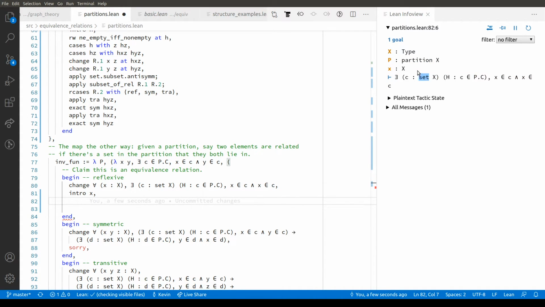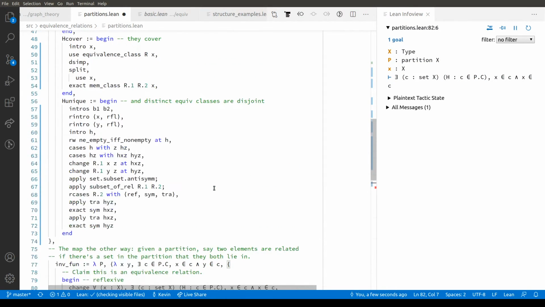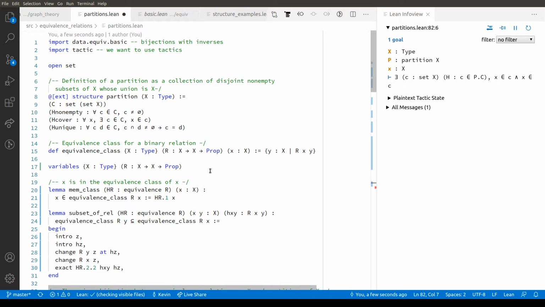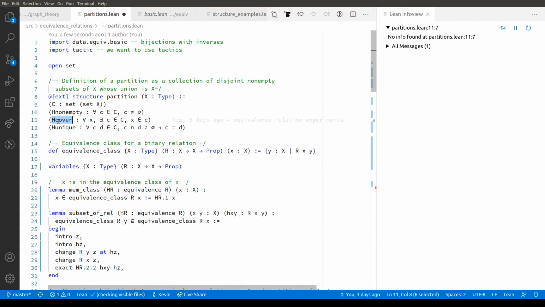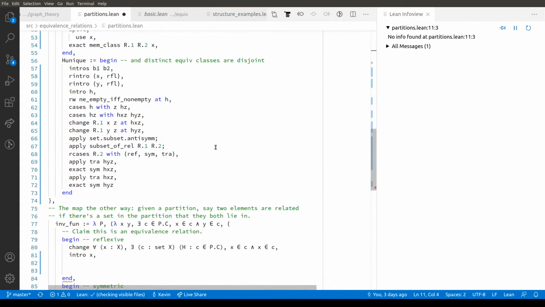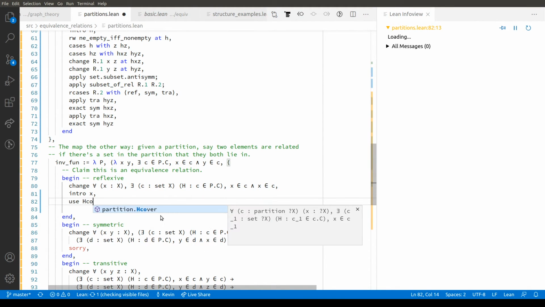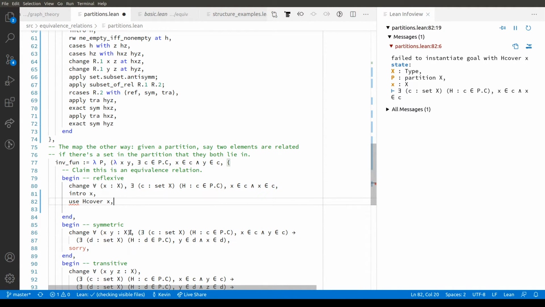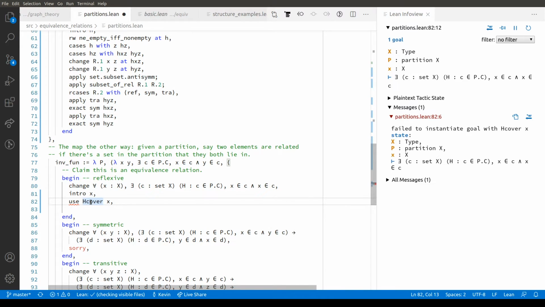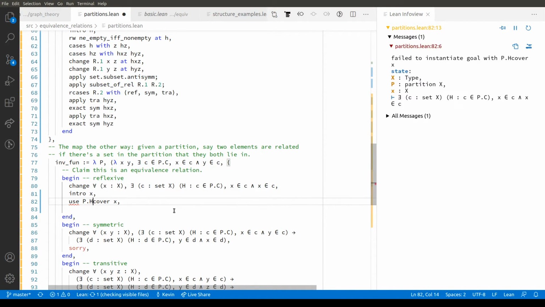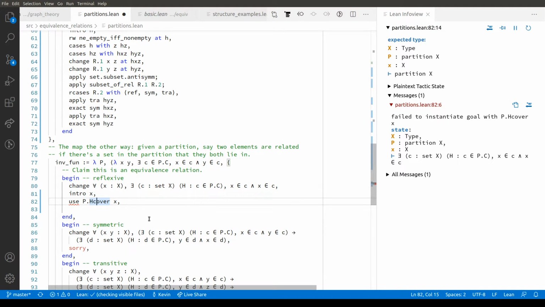So I need to find a block that contains X. That's one of the axioms, right? There, H cover. I need to use H cover here. So why don't I use H cover? How about that? No, Lean doesn't like that either. So what does H cover say? Oh, I see. It's because I didn't say it's P.H cover. What about that? Doesn't like that either.